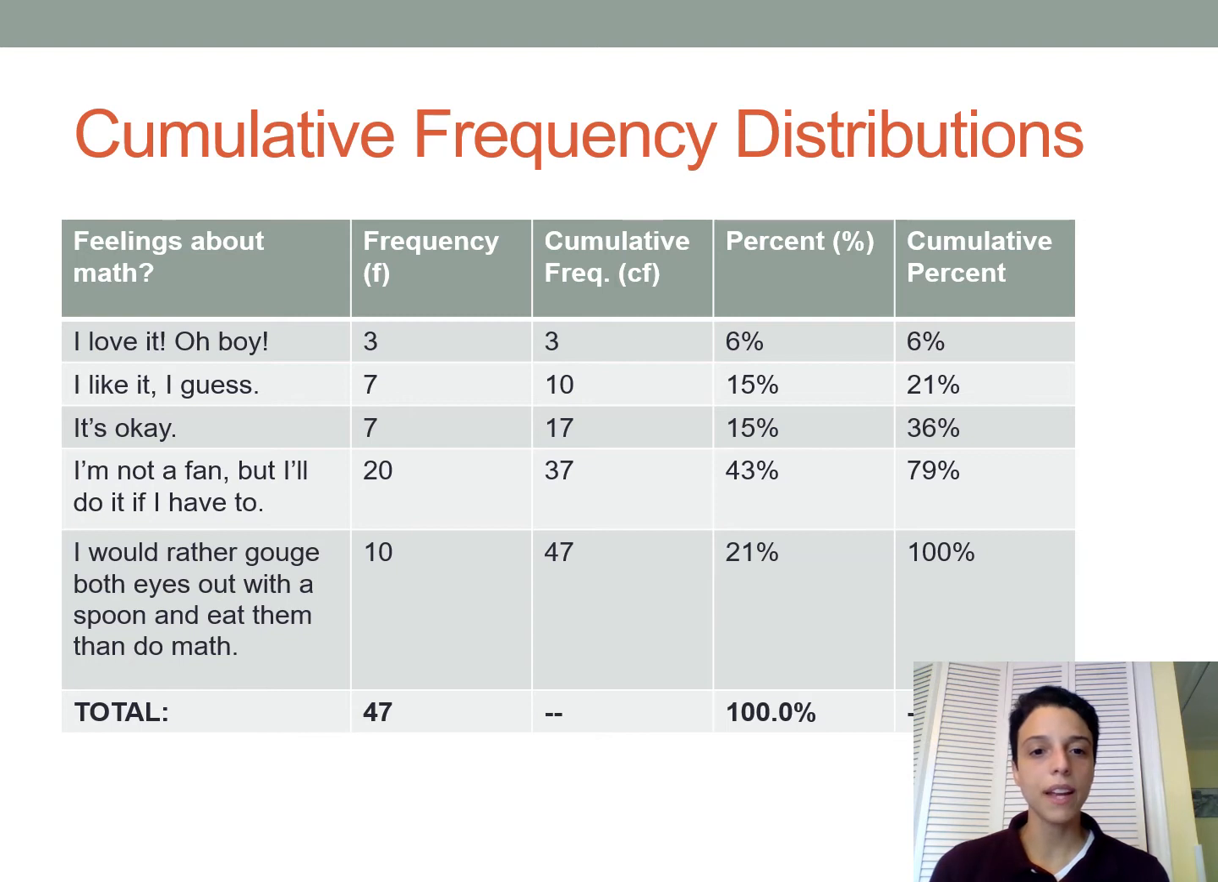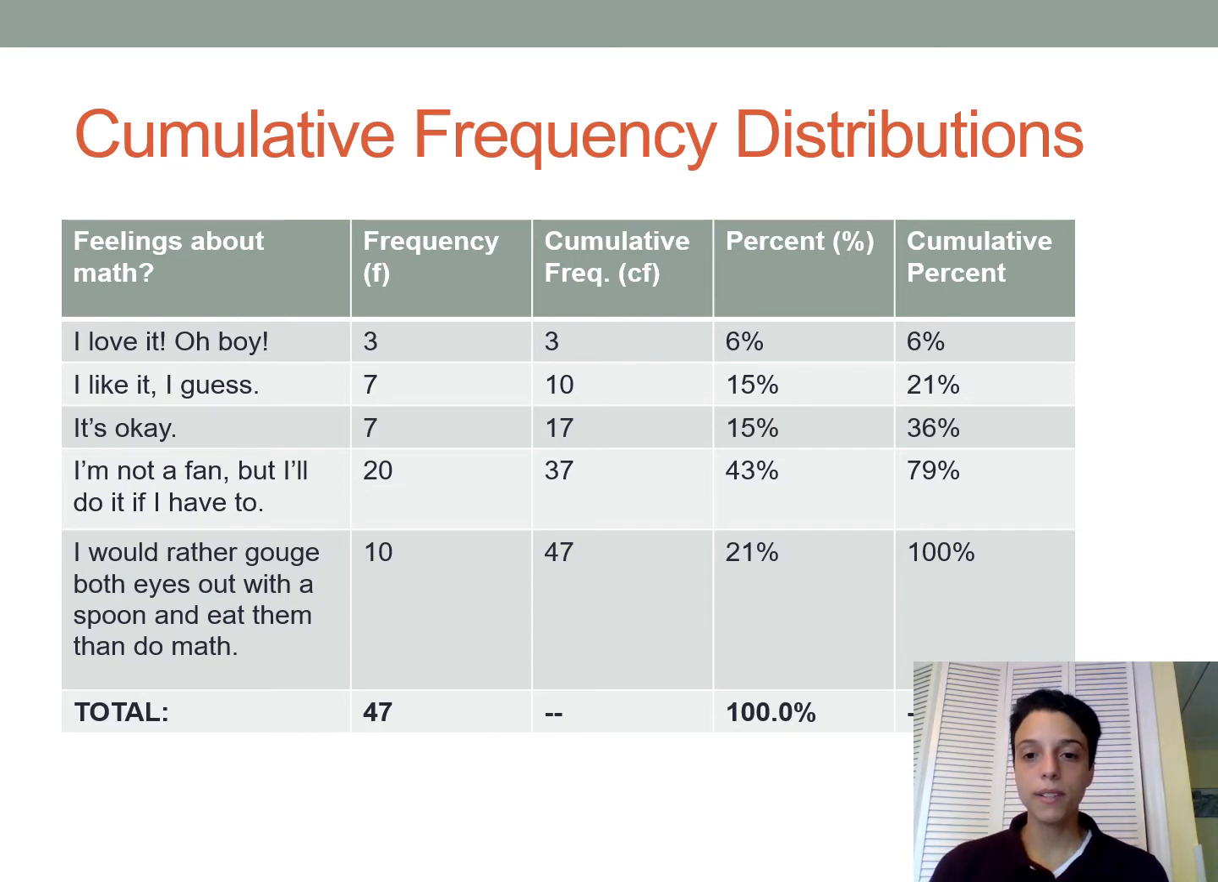So for I'm not a fan, but I'll do it if I have to, the cumulative frequency tells you on the hating math scale how many people were at that value or less hatred of math. In other words, how many people are at I'm not a fan, it's okay, I like it, I guess, or I love it. And there the number is 37. So in the class, 37 people were at that hatred of math or less hatred of math.